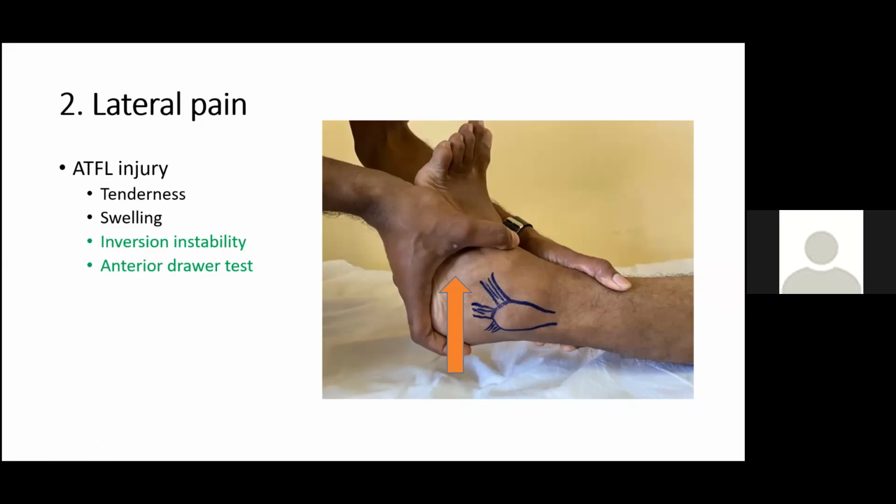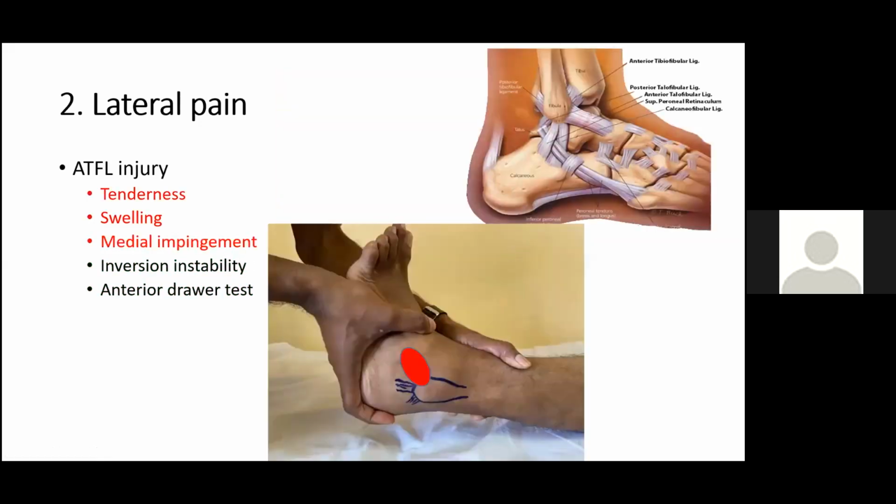The problem is we will be seeing patients with acute injury, which is easy to diagnose. That will be anterior tenderness and swelling, but you will be seeing patients with instability and it's difficult to diagnose. So we have to elicit these signs. And as I have mentioned here, if it is a delayed presentation, they come with medial sided pain. They don't complain of pain on the lateral side.